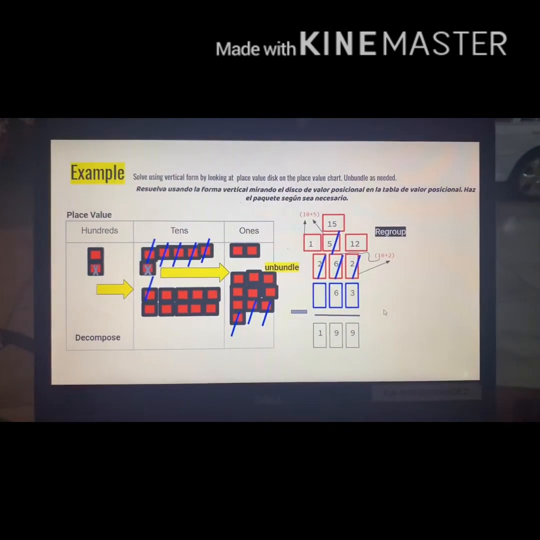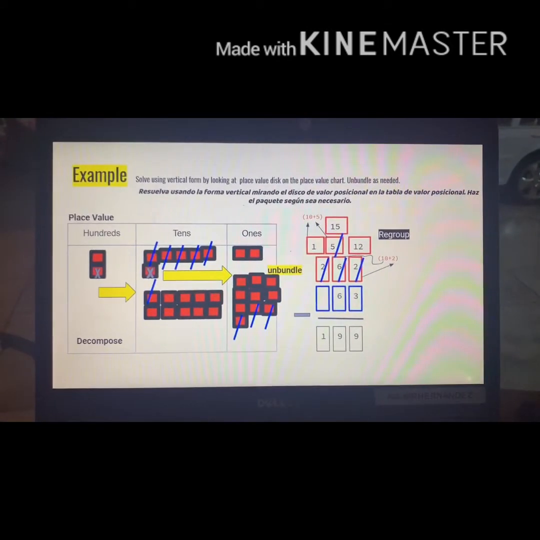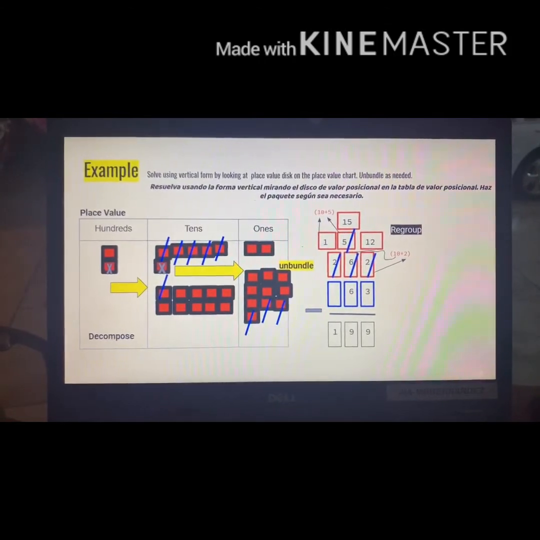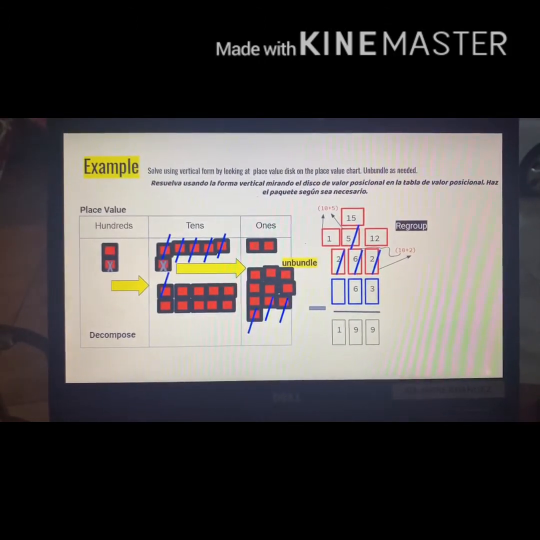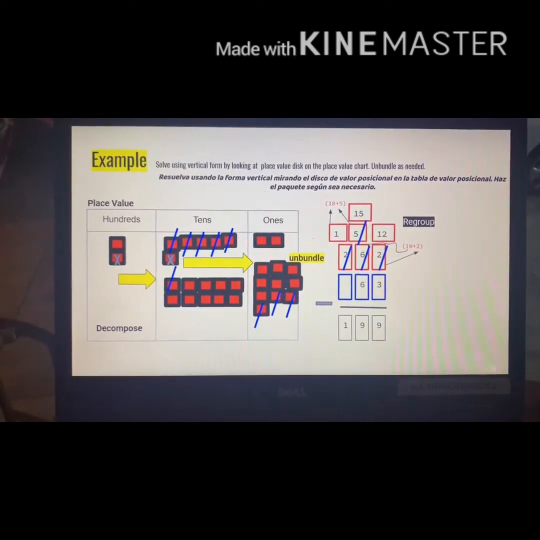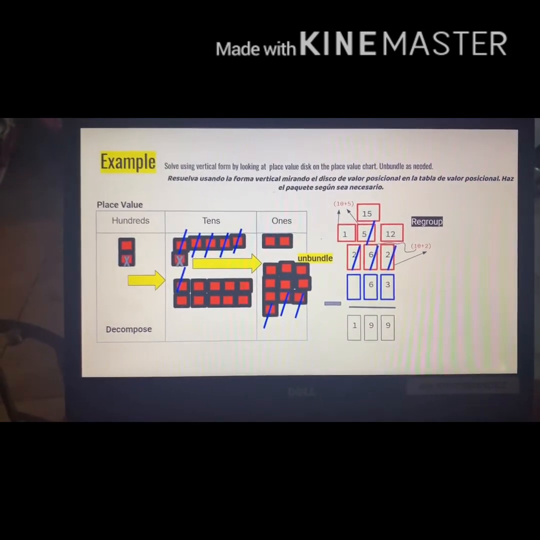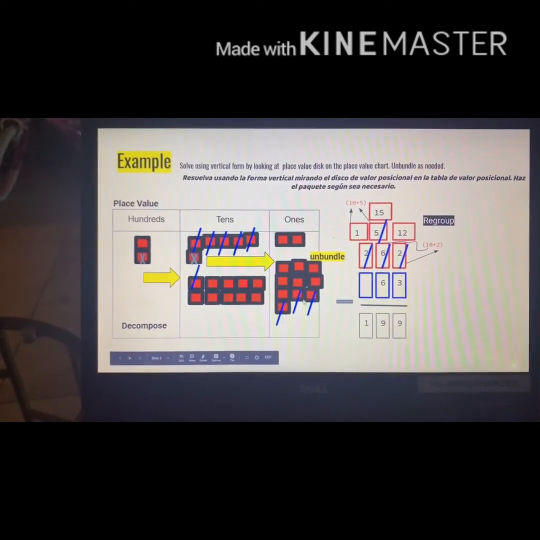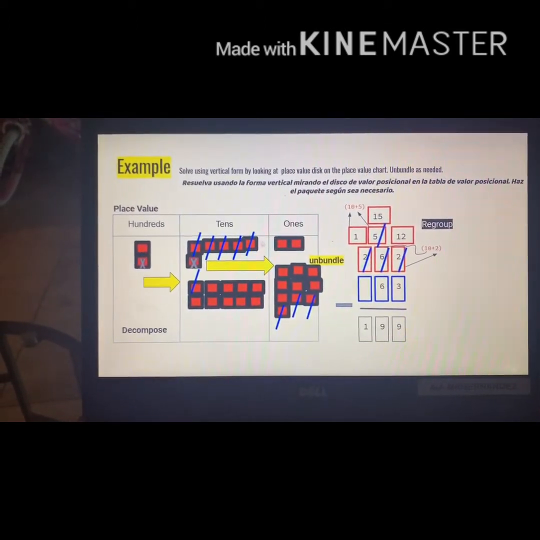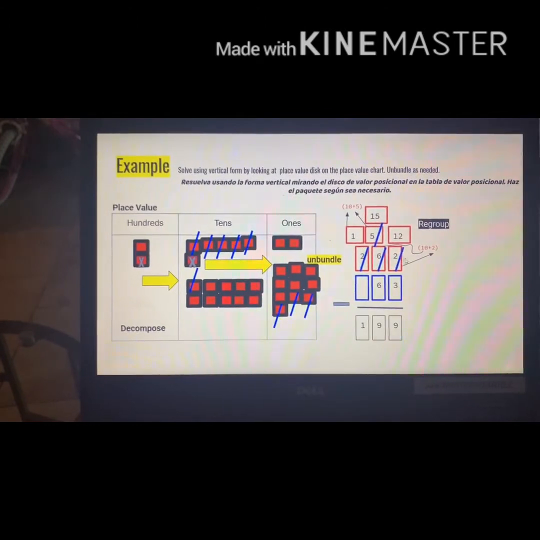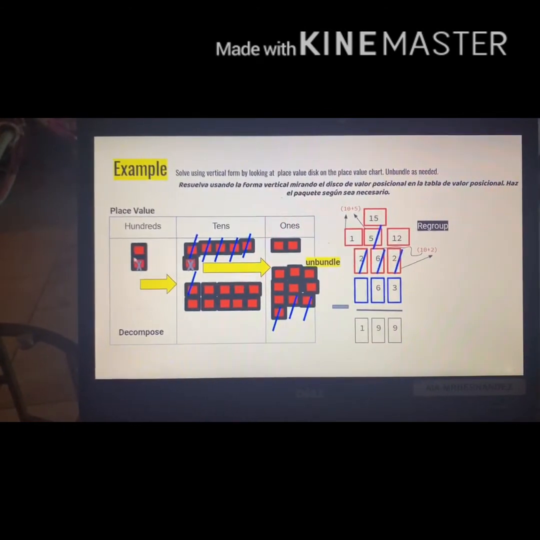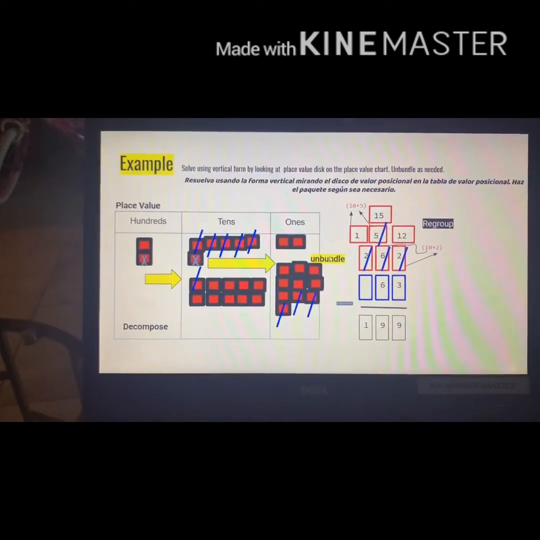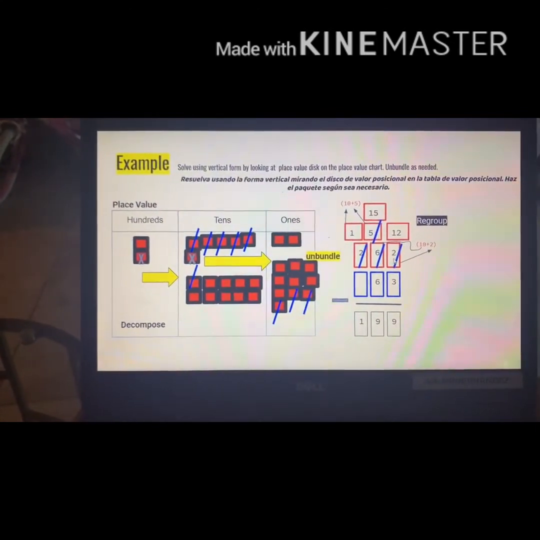We're going to continue subtracting using our vertical form, but this time we are going to focus on regrouping in the ones, tens, and hundreds. So we're going to always take a look at our place value first. We're going to look at the red disc at the top to find our first number. So we're going to start with 2 hundreds, 6 tens, and 2 ones.